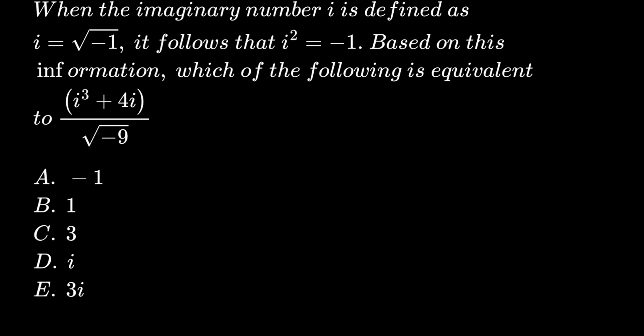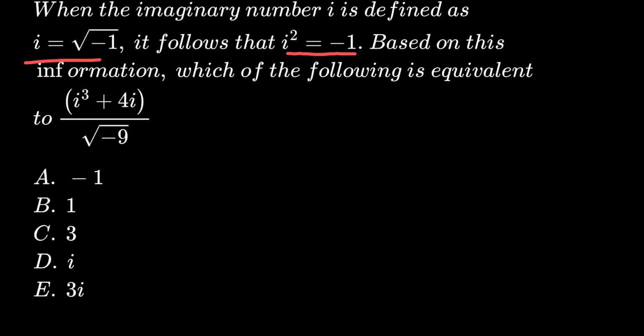When the imaginary number i is defined by i equals the square root of negative 1, this is all stuff you already know. You know that i is equal to the square root of negative 1. It follows that i squared is equal to negative 1. All this is just math fluff. It's good to know these things and have it here, but it just makes the question longer and more confusing. Based on this information that you already know, which of the following is equivalent to i cubed plus 4i, that quantity over the square root of negative 9?